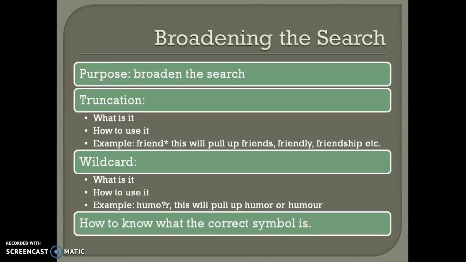So how do we know what the correct symbol is? Most databases use an asterisk for a truncation symbol, and the question mark is a common wildcard symbol. However, this can change from database to database. To know how to properly use these symbols, the searcher should consult the help sheet prior to searching to ensure they are searching correctly.